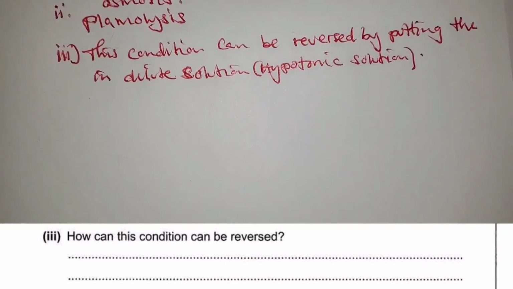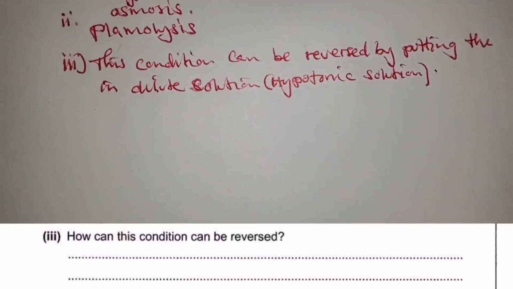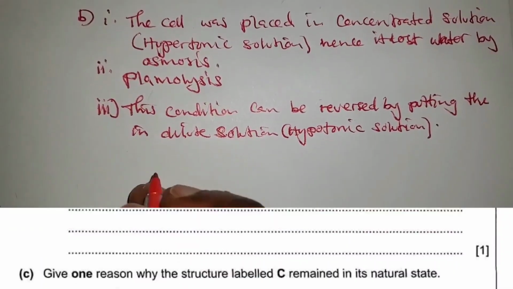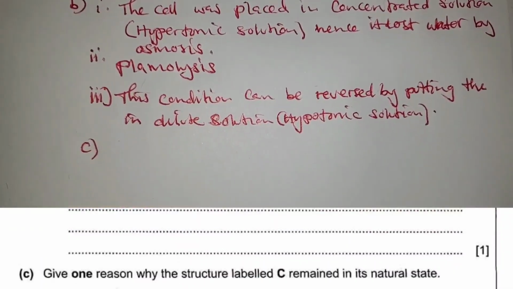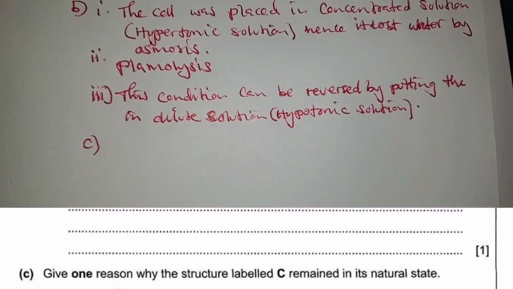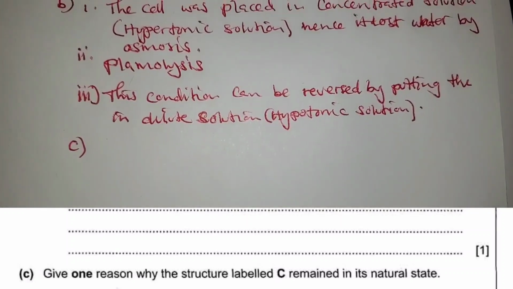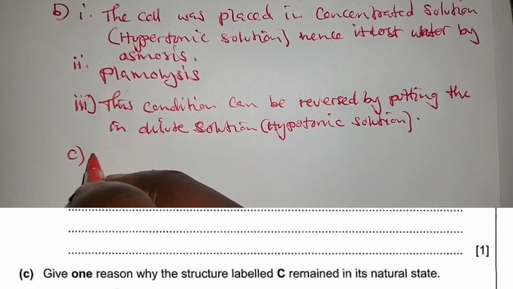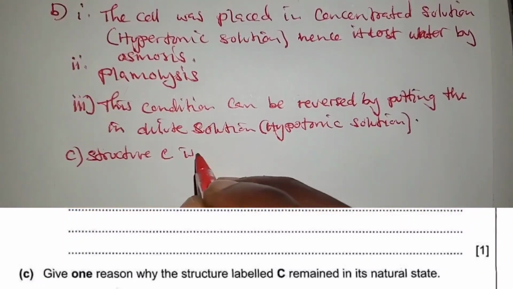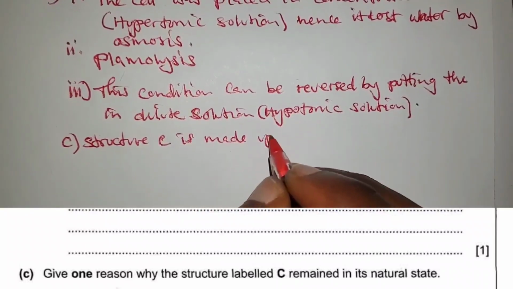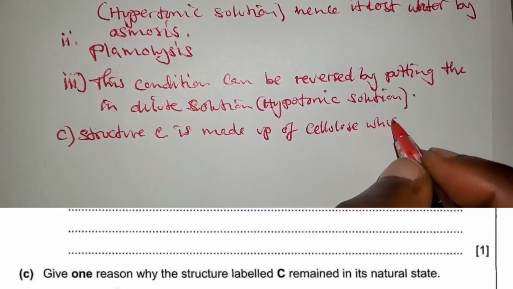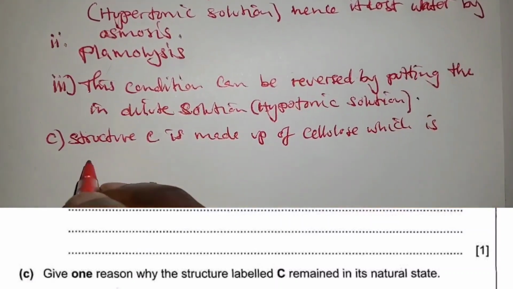All right, next question, question C. They're saying, give one reason why the structure labeled C remained in its natural state. So you can say structure C is made up of cellulose, which is rigid or tough.